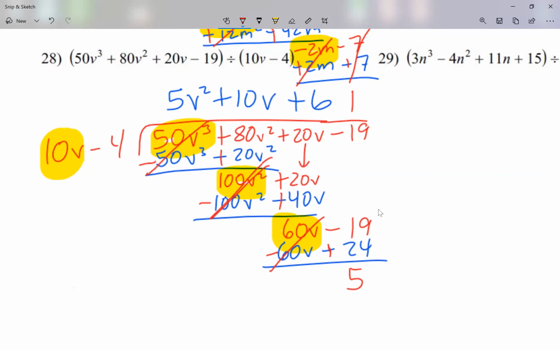So let me write plus, because it's a positive. I'm going to write a fraction and then a 5 on the top. If my remainder was a negative, I would have done a minus in front of the fraction. But again, I put my 5 on top of the fraction because that's my remainder. Now, at the bottom of the fraction, I'm going to write 10v minus 4. Now, some of you guys might be wondering, where did I get the 10v minus 4? Right here.